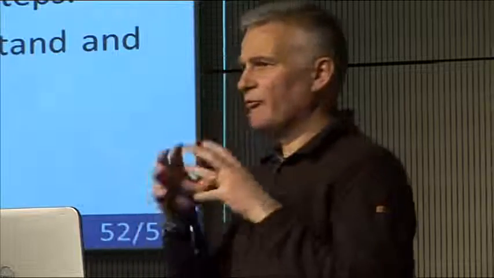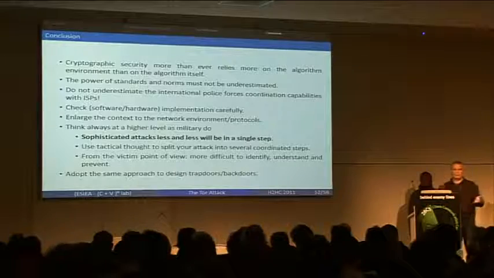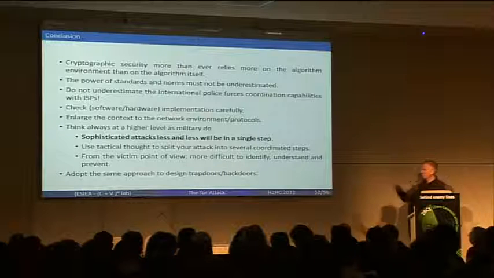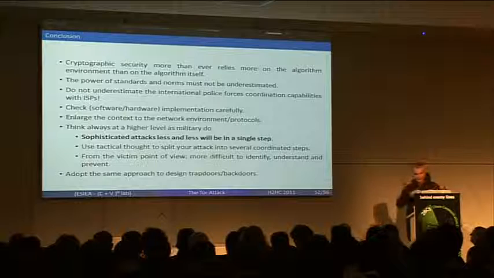And the combination of all those effects makes the final attack. And of course, from the victim's point of view, it is quite impossible to prevent, quite impossible to detect, for the single reason that it is a combinatorial effect. How do you survey, monitor, and compare everything? So it is impossible. And of course, if you want to design a trapdoor or backdoor, you have to do the same, just split everything into multiple innocent-looking parts.